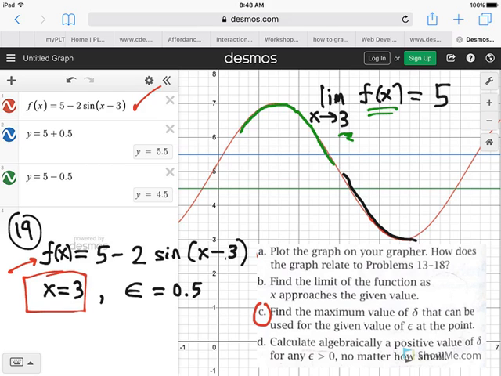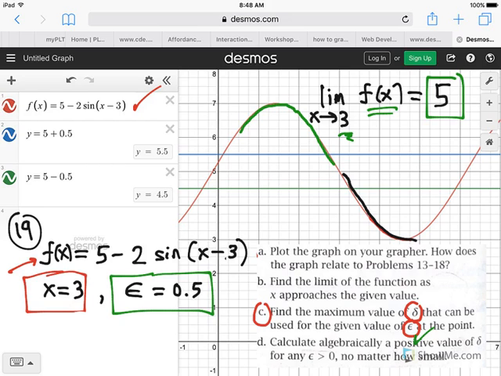Now we want to take a look at part C. Find the maximum value of delta that can be used for the given value of epsilon at that point. And if you look at the problem for number 19, the given value of epsilon is 0.5. And as I had told you before, epsilon tells you how far the output values for the function can be from the limit. So the limit is 5.